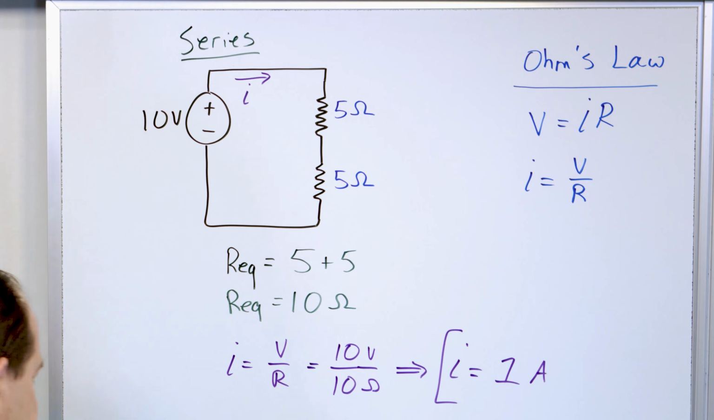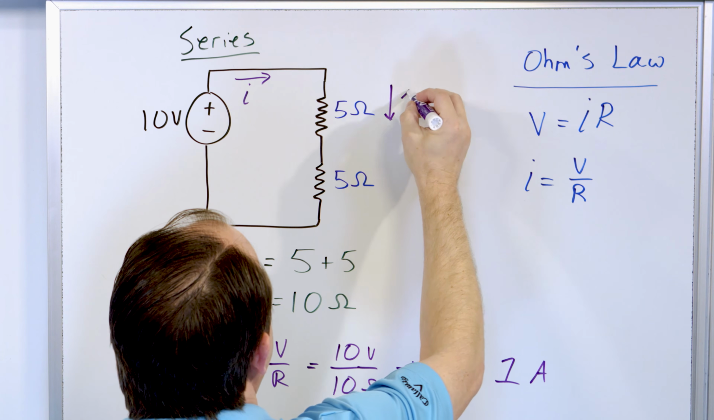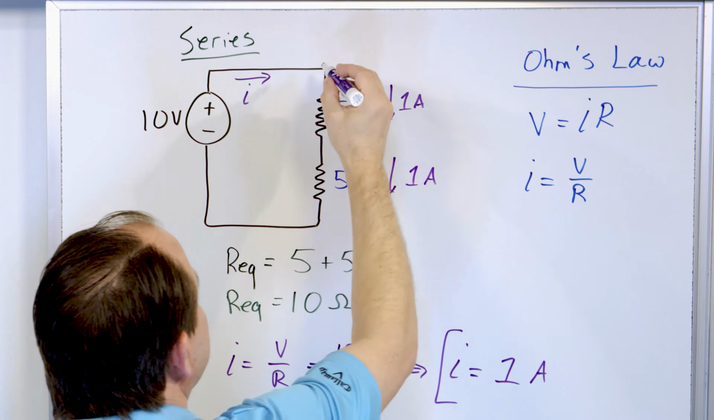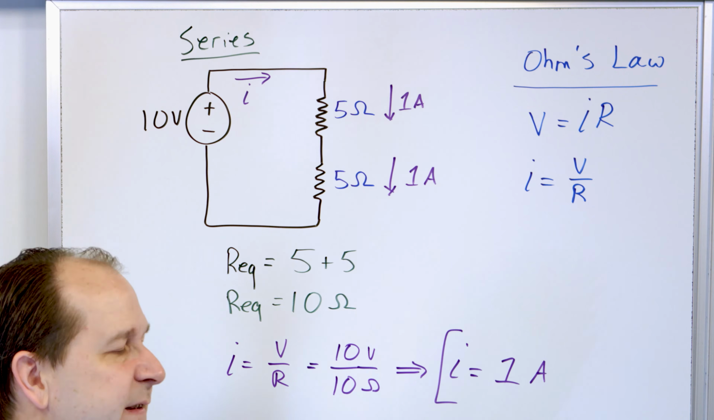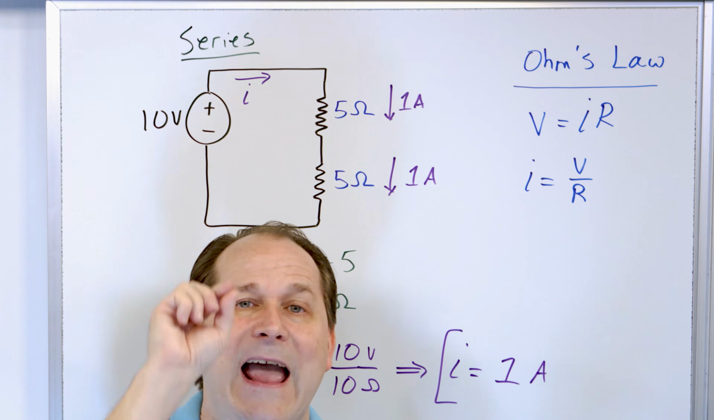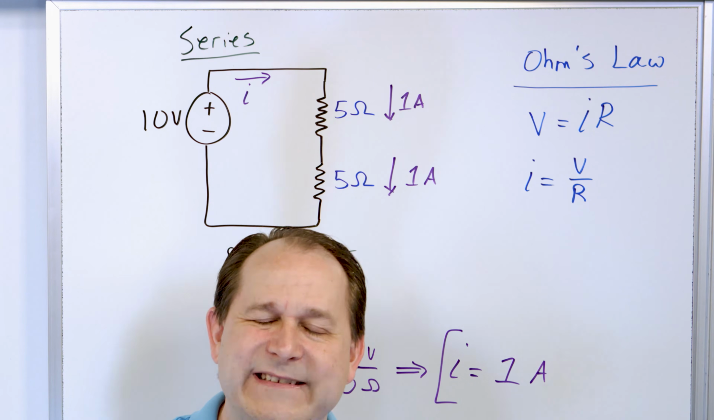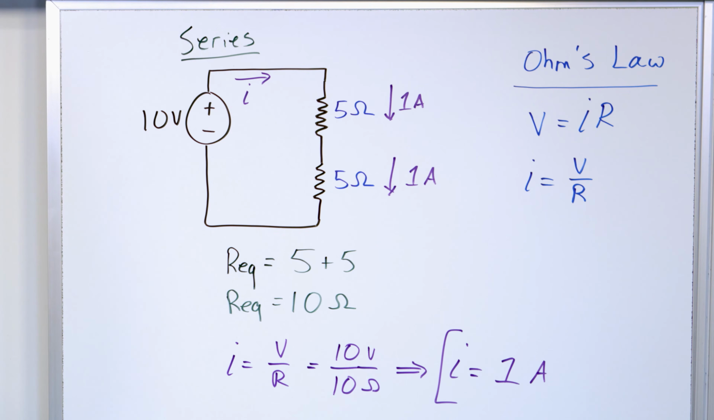So let's do that, because this 1 amp current is flowing through this resistor, and this 1 amp current is also flowing through here. It's the same current flowing through both. And the reason it's the same is because they're both in series, and every electron that flows through the first resistor has to flow through the second one. So it's the same number of charges per second flowing. That's why the current is the same there.